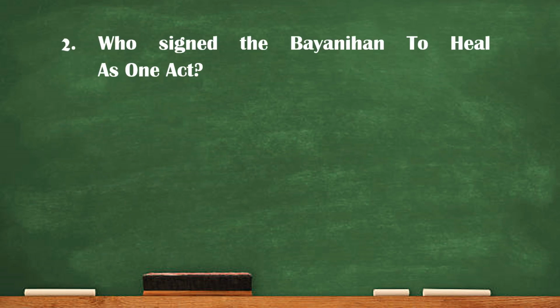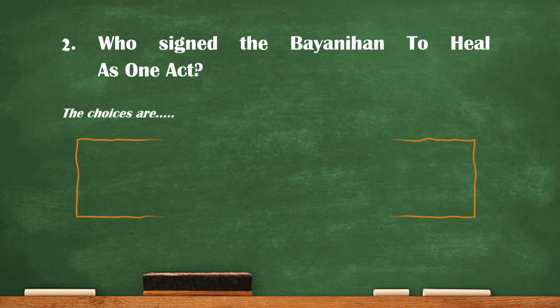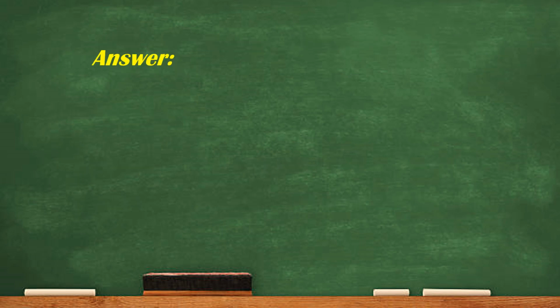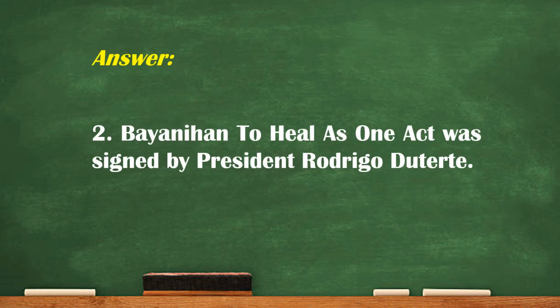Since number 1 serves as an example, let us answer number 2. Who signed the Bayanihan to Heal as One Act? The choices are Spanish flu, President Rodrigo Duterte, DSWD, frontliners, police forces, and interagency task force. Great job! The answer is, Bayanihan to Heal as One Act was signed by President Rodrigo Duterte. You may now continue answering numbers 2 to 10.